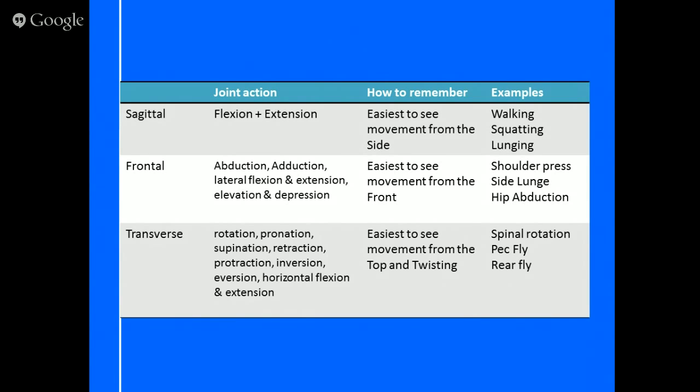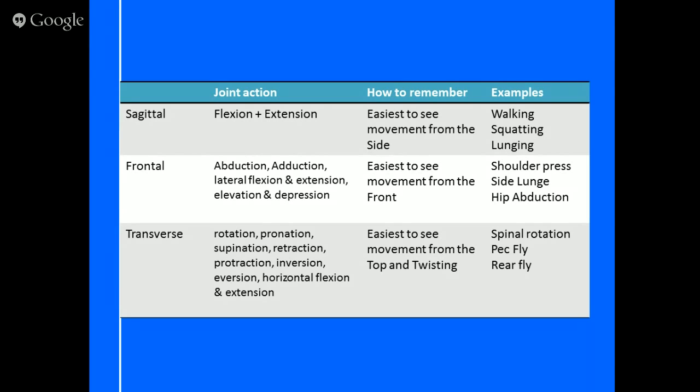Now, spinal rotations, pec fly and rear fly are all perfect ones for transverse plane. Now, this includes rotation, pronation. So pronation, if you put your hands face down on the table in front of you now, that's pronation. So your hand palms are face down. Supination is the reverse of that, whereby your hands are up like they're holding a bowl of soup.